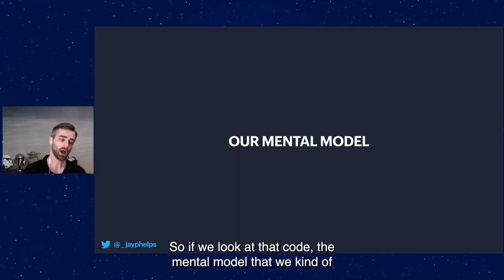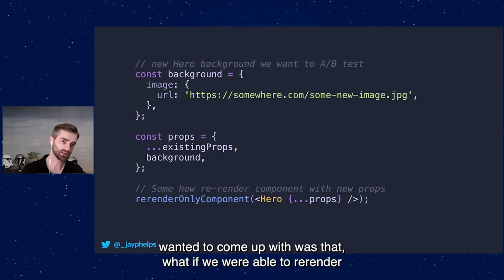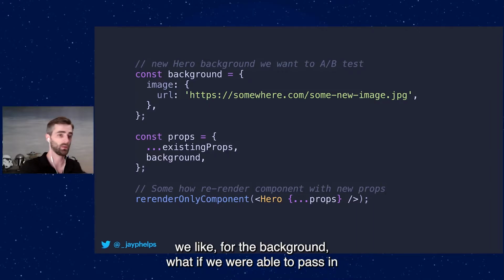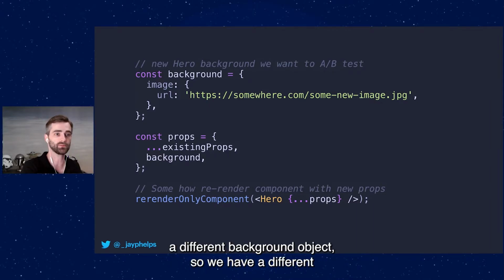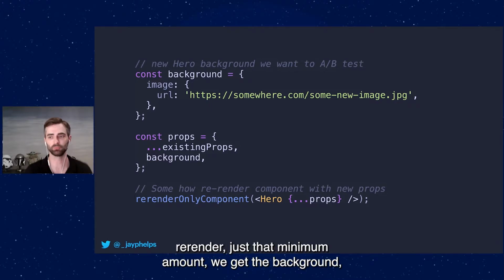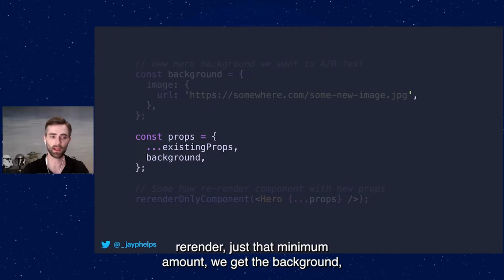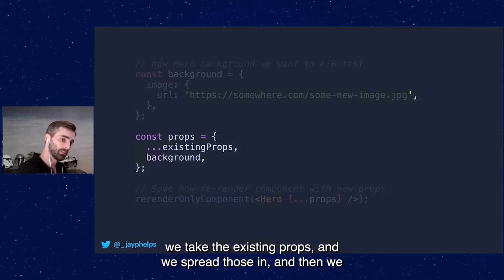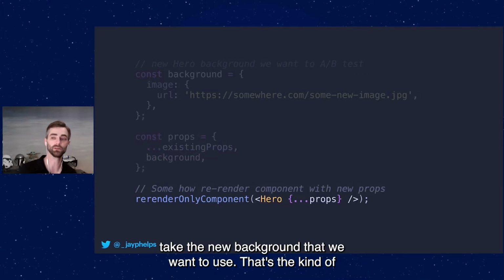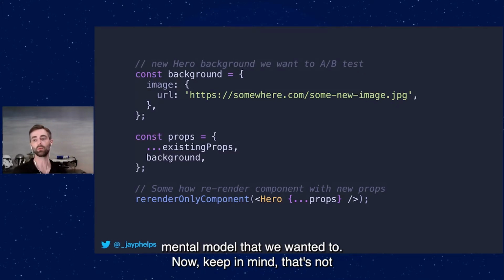So if we look at that code, the mental model that we kind of wanted to come up with was that what if we were able to re-render only that component and pass in different props, like for the background? What if we were able to pass in a different background object, so we have a different background image and alt and all that other stuff, and re-render just that minimum amount. We get the background, we take the existing props and we spread those in, and then we take the new background that we want to use. That's the kind of mental model that we wanted.